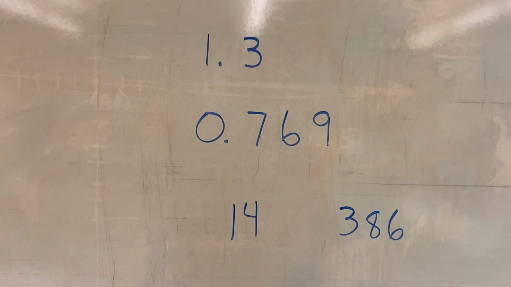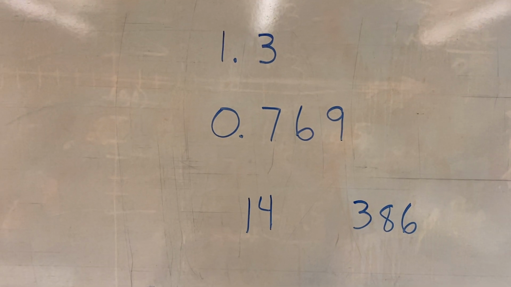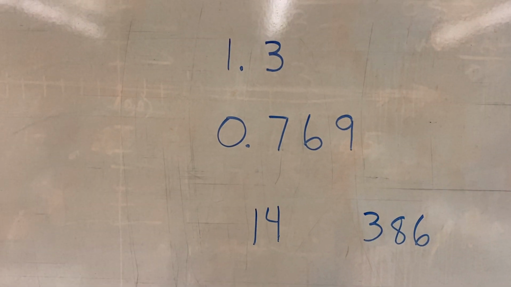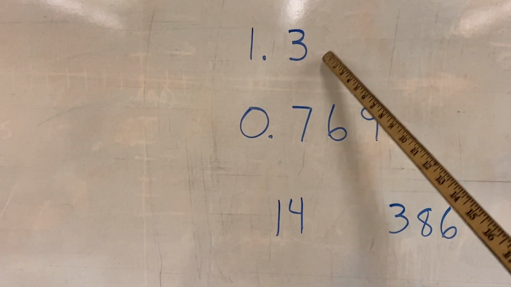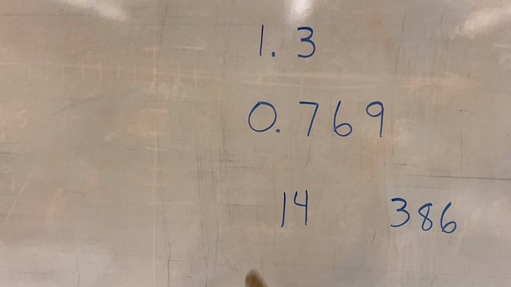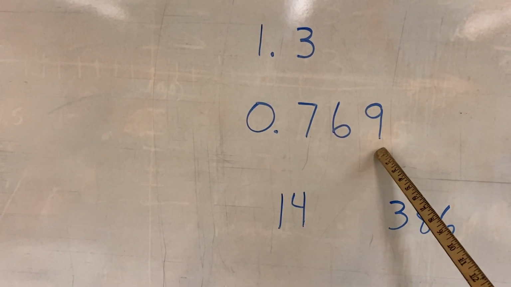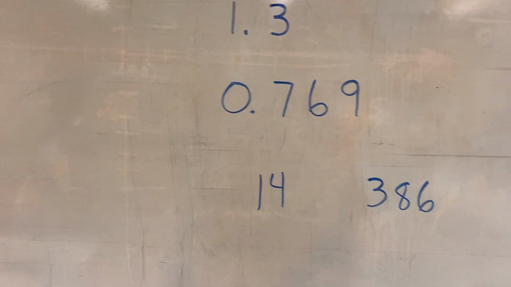Okay guys, today our first video is going to be over place value. So when you see a number such as 1.3 right here, obviously the decimal is right here. When you have a number such as 0.769, well, obviously the decimal is right here. You can see it, you know exactly where it is.